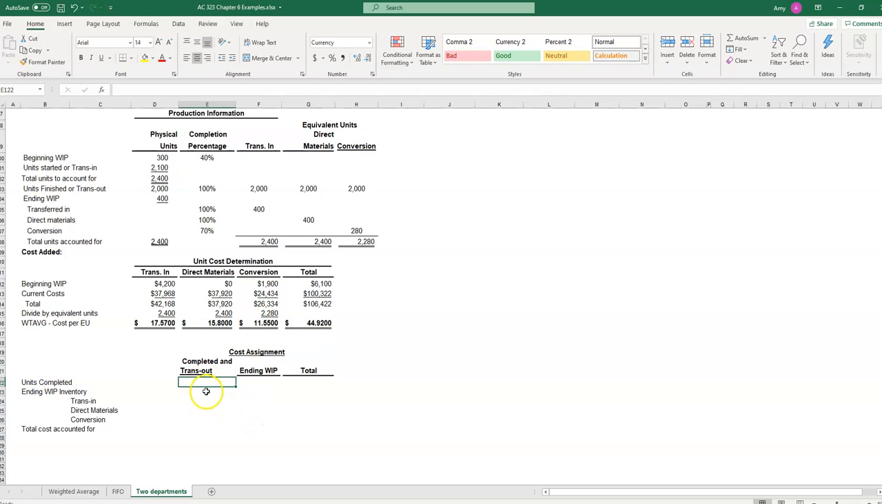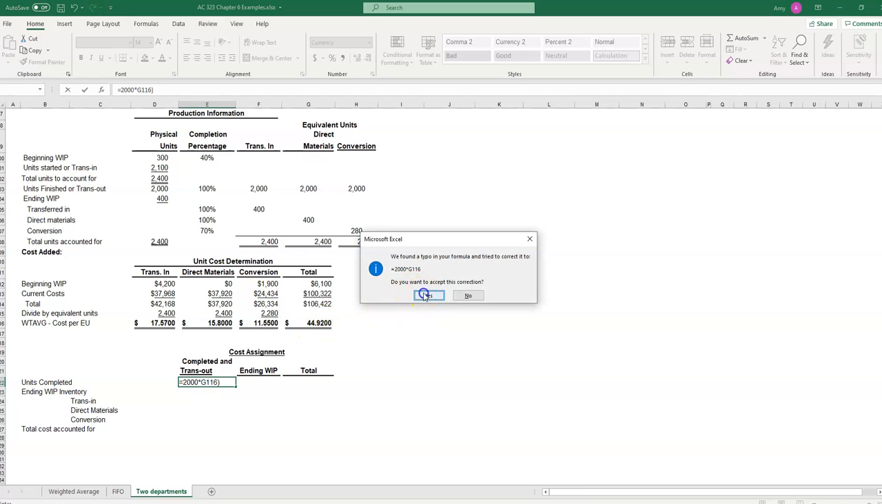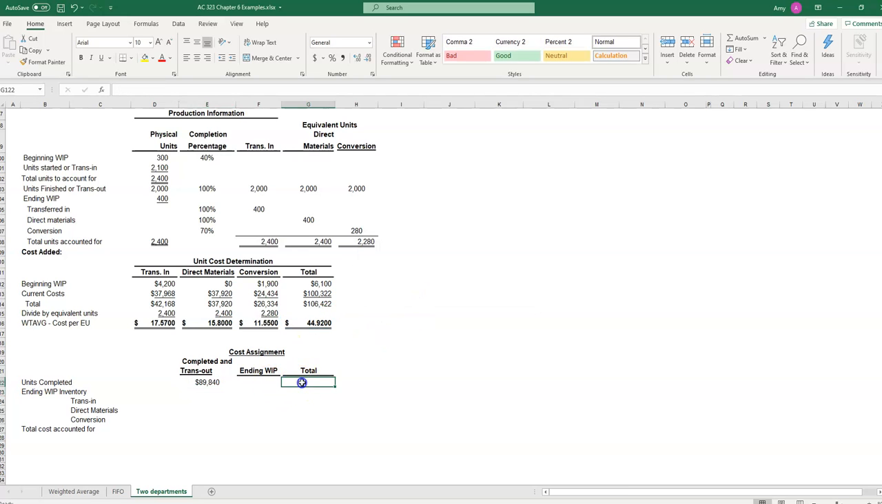So we have our units completed and transferred out were 2,000 units. We transferred and completed out 2,000 units. So we would take that 2,000 units times our cost per unit of $44.92. Now we have our ending work in process.